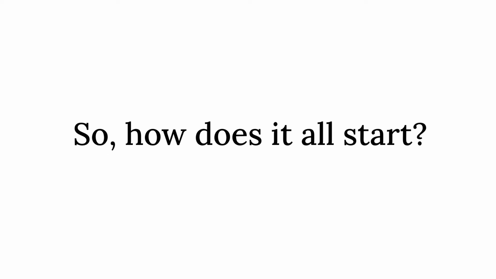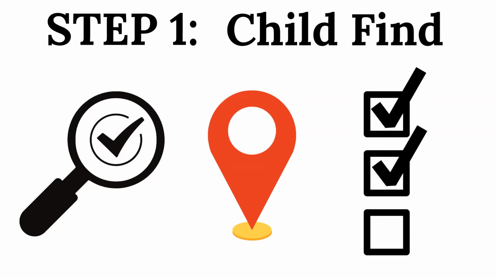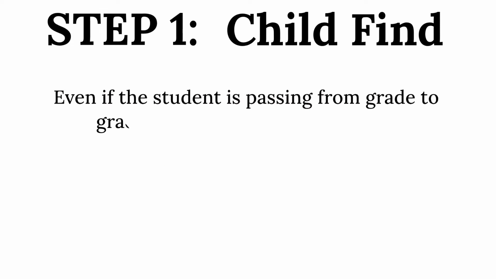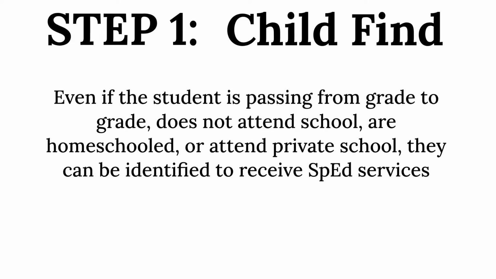So, how does the special education process begin? The first step is called Child Find. The public school agency is required to identify, locate, and evaluate children who have a disability or are suspected of having a disability and who may be in need of special education. Even if the student is passing from grade to grade, does not attend school, is homeschooled, or attends private school, they can be identified to receive special education services.